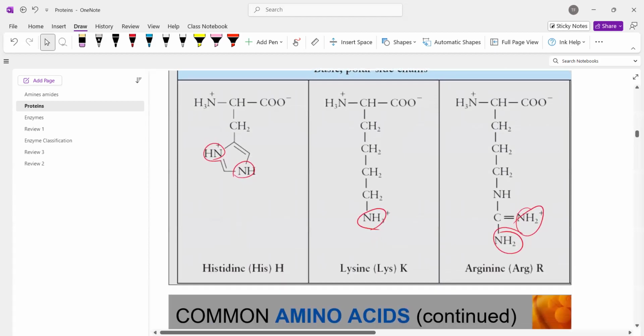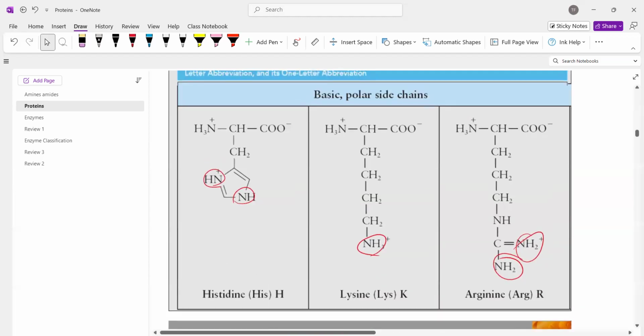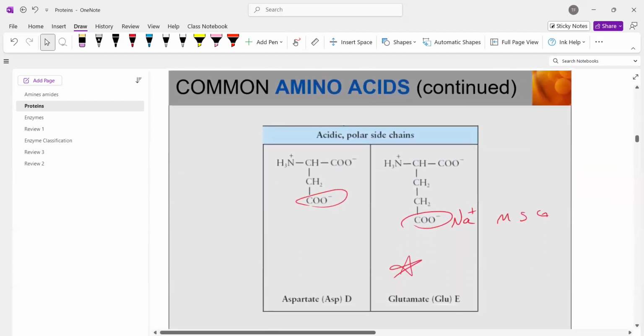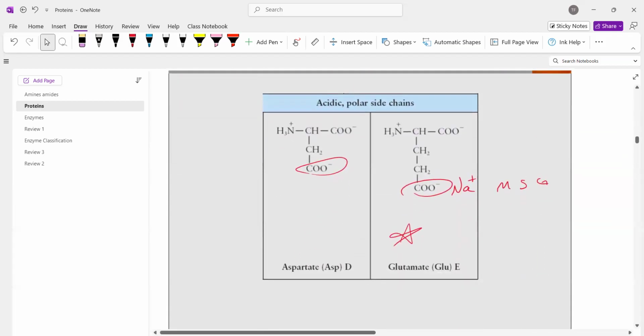And what I circle are the groups that make these particular amino acids polar and basic. Well, the fact that they're basic means they're automatically polar, but anyway, they go together. And then likewise, we have the acidic ones. And of course, this is glutamic acid. This is where we get monosodium glutamate from, MSG.